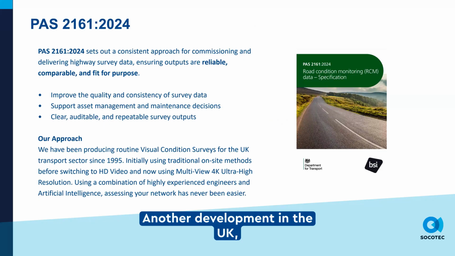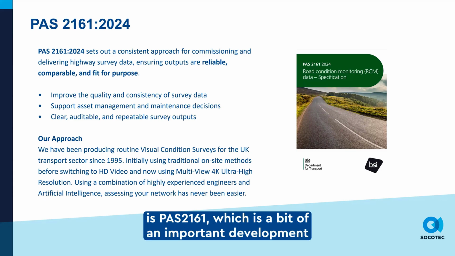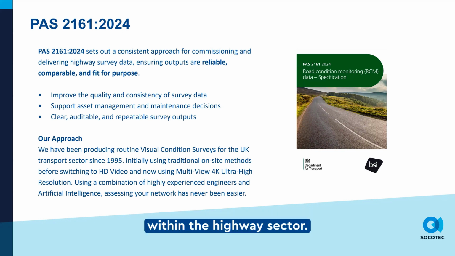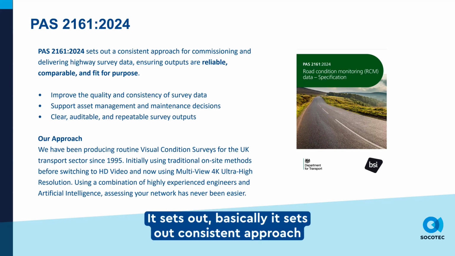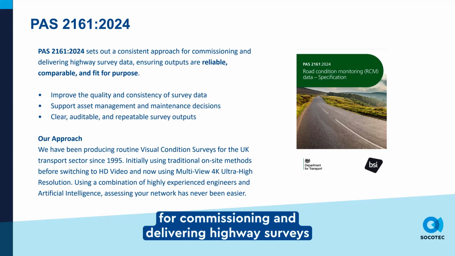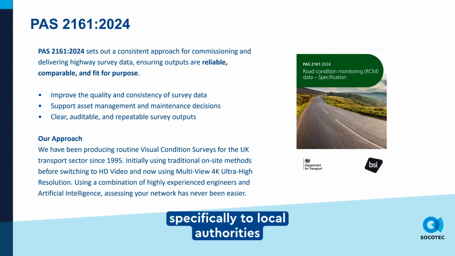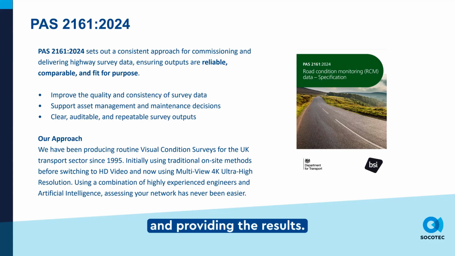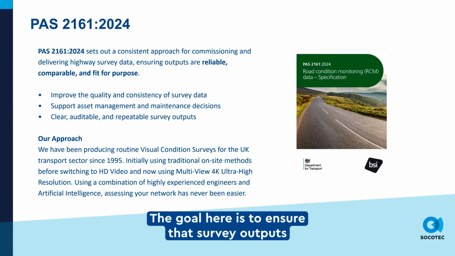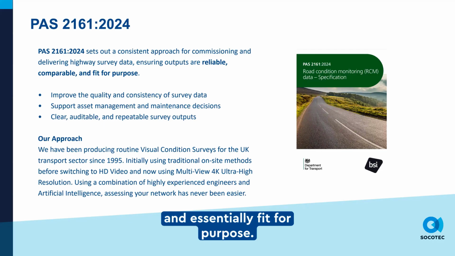Another development in the UK, a specification that came out in 2024 with the first trials happening last year, is PAS 2161, which is a bit of an important development within the highway sector. It sets out a consistent approach for commissioning and delivering highway surveys, specifically to local authorities, where traditionally only scanner was the acceptable form of surveying and providing the results. The goal here is to ensure that survey outputs are reliable, comparable, repeatable, and essentially fit for purpose.